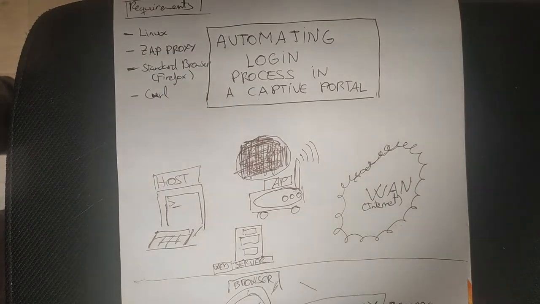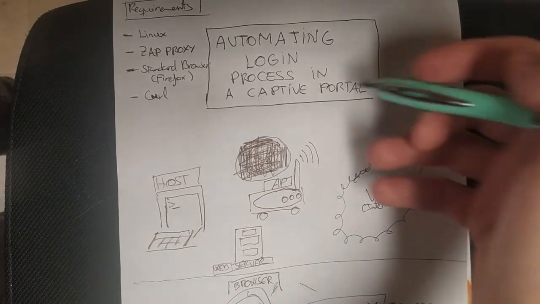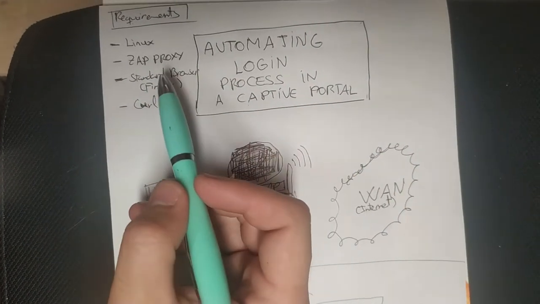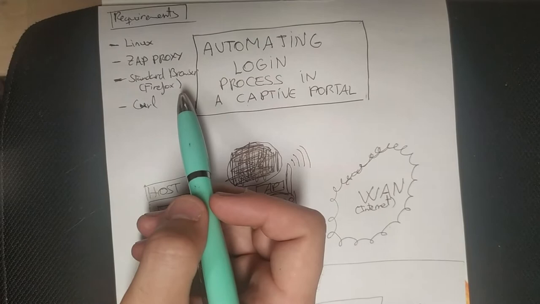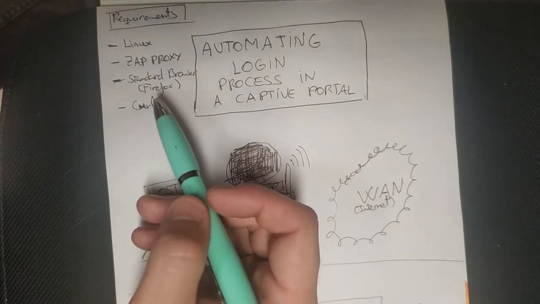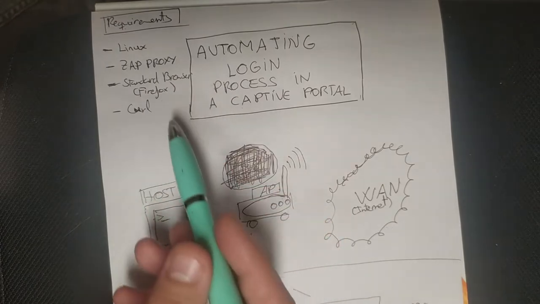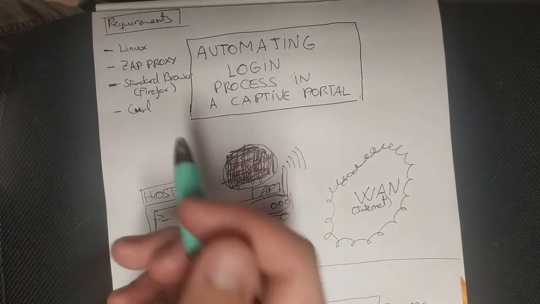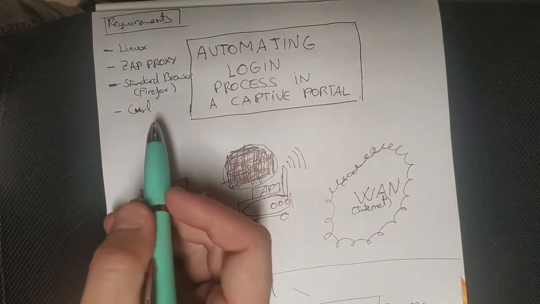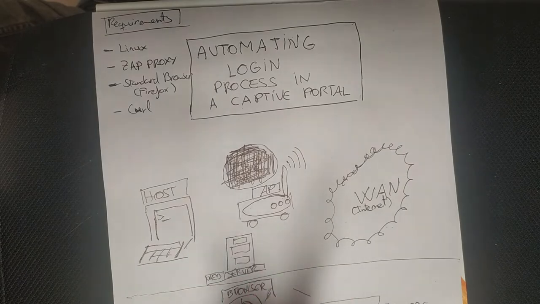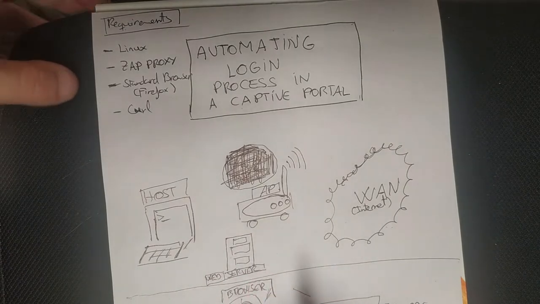Okay, so we continue with this. The requirements we're gonna need are Linux, maybe Windows and others too, but probably Linux is better. ZAP proxy, the program, which you can download on their website following the instructions. You need a browser as well, like Firefox or Chrome, I think it works with ZAP proxy. And then curl, well, it's always good to know this one, and it comes with Linux. So, a little bit of the theory behind this.